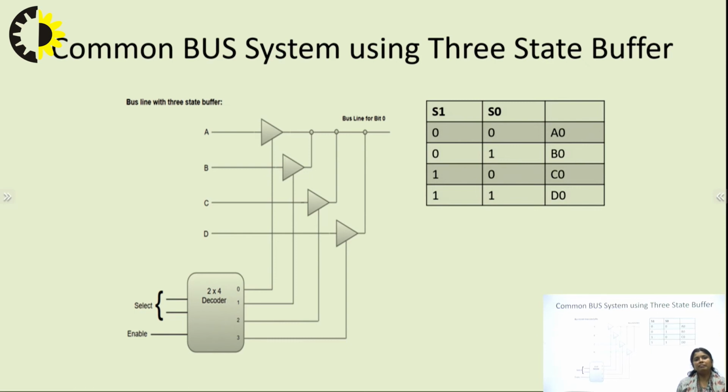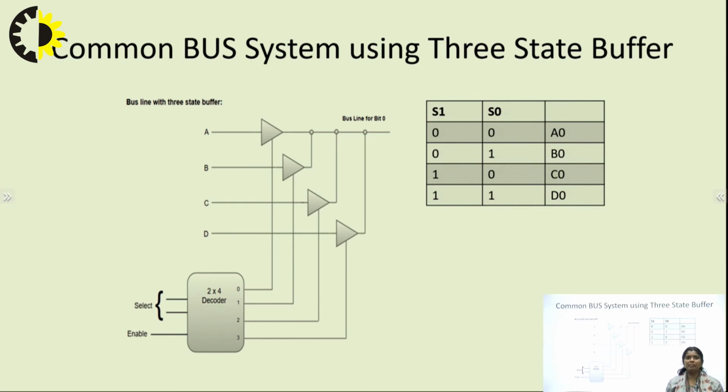Now, A, B, C, D are the register bits coming from the different registers, that is register A, register B, register C and register D. These are actually A0, B0, C0 and D0, the first bits of the registers, and there is the tri-state buffer. The first input of the tri-state buffer is connected with the first bit of the register and the second input is connected with the 2 cross 4 decoder, so that we can create the bus line for bit 0. This diagram is only for the bus line for bit 0.